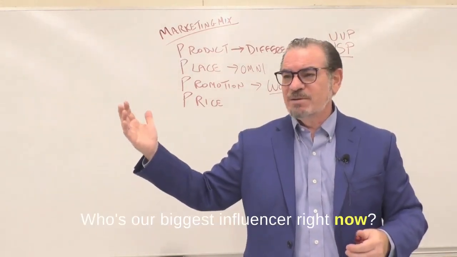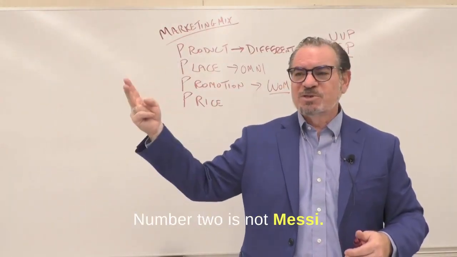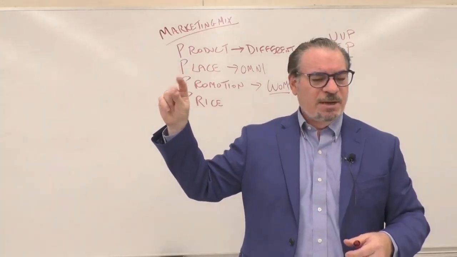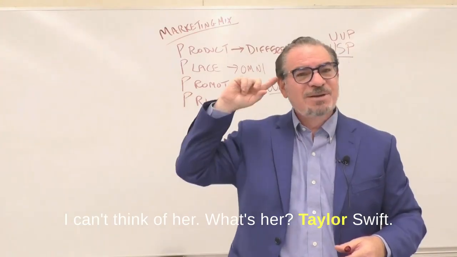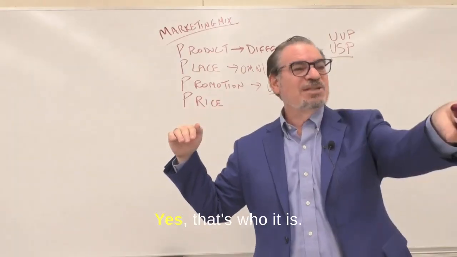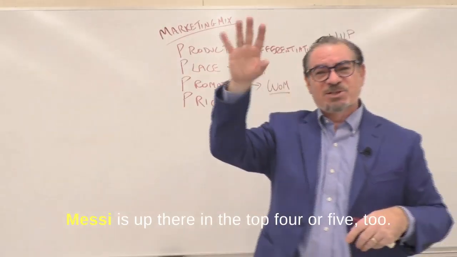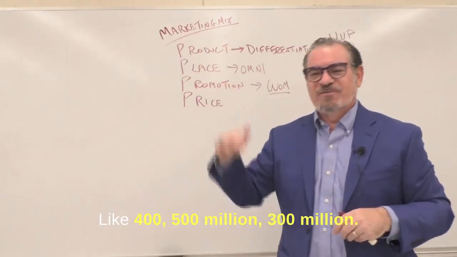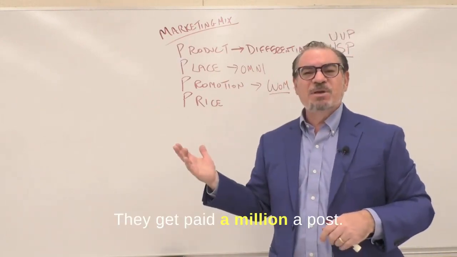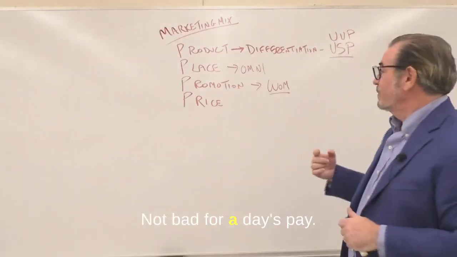Who's our biggest influencer right now? Who has the most followers right now? Ronaldo, right? Number 1. Number 2 is not Messi. Messi's number 3. What's the singer? I can't think of her. Taylor Swift? Not Taylor Swift. She's like number 4 or 5. Yes, that's who it is. Selena Gomez, I think, is number 2. Swift is up there, like 4 or 5. Messi's up there in the top 4 or 5 too. Like 400, 500 million, 300 million, something crazy like that. They get paid $1 million a post. $1 million one post. It's pretty good, right? Not bad for a day's pay. All right.